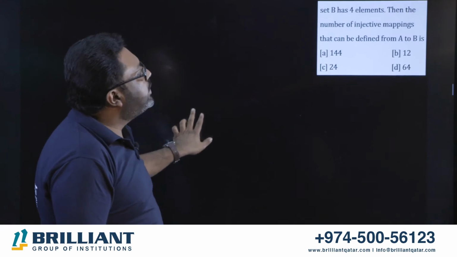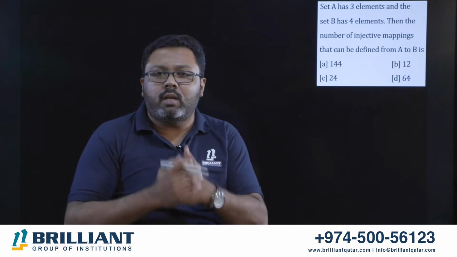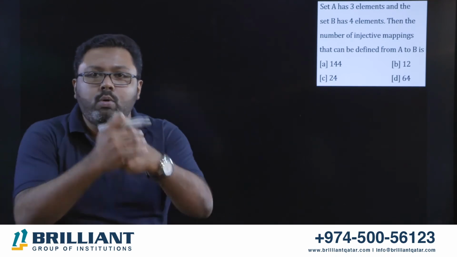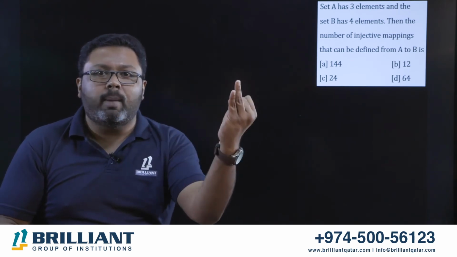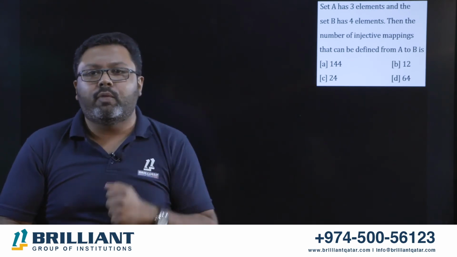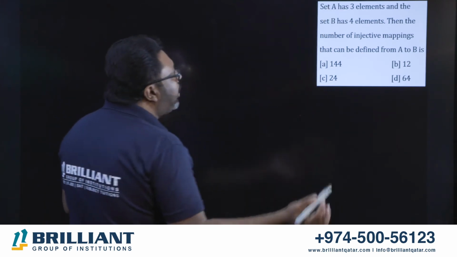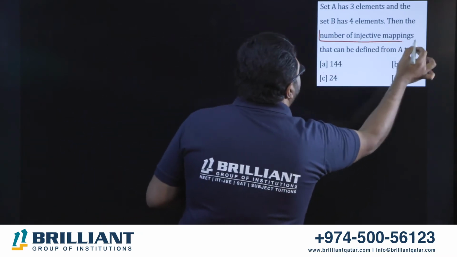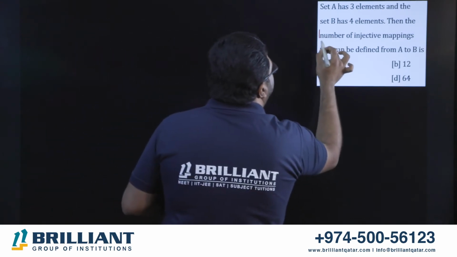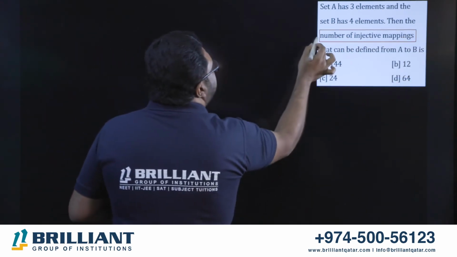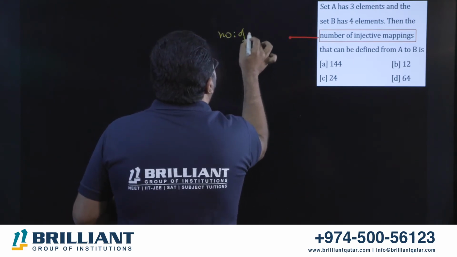The type of questions which is very important nowadays. They're asking you to find the number of 1, 1 mappings, onto mappings, or 1, 1 and onto mappings. That is, the number of injective mappings, number of surjective mappings and number of bijective mappings. So very important. I'll go question by question. Here I want to find the number of injective mappings. So what is meant by number of injective mappings? It simply tells you number of 1, 1 functions.